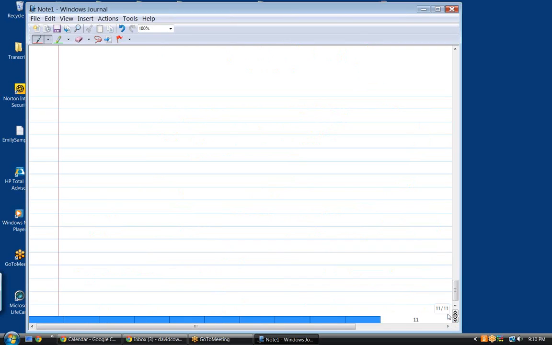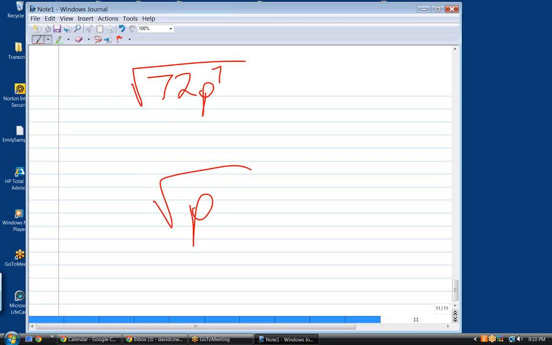All right. What else you got? This one says simplify the expression. Okay. So the first one is square root of 72p to the power of 7. Let's take each of these separately.